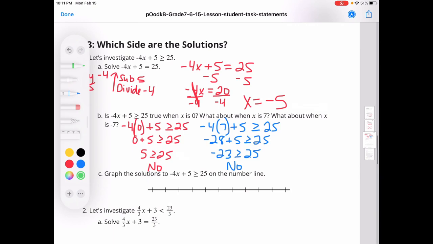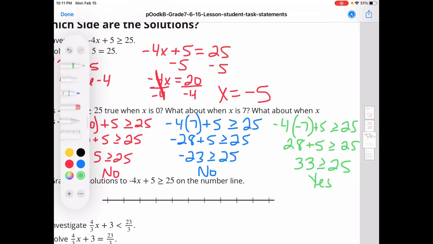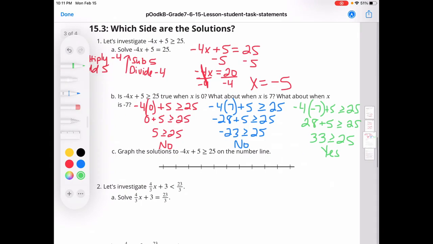So it says, what about when x is negative 7? So I have negative 4 times negative 7 plus 5 is greater than or equal to 25. Negative 4 times negative 7 would be positive 28. 28 plus 5 would be 33. And is 33 greater than or equal to 25? My answer is yes, so negative 7 would be a solution.